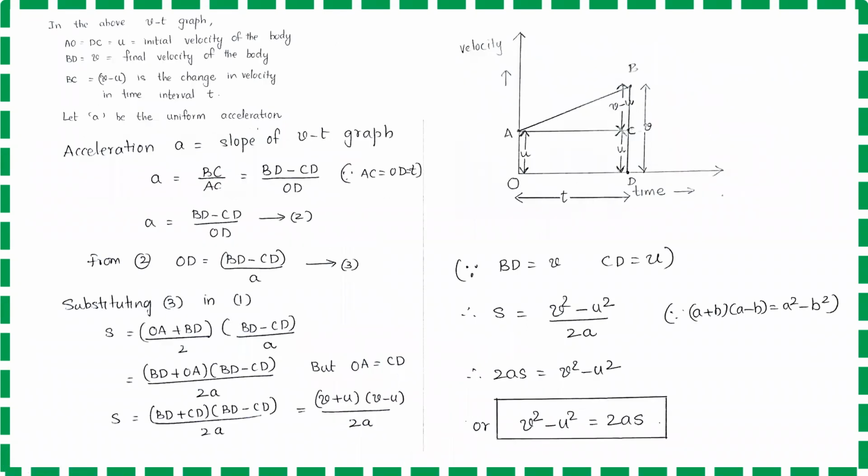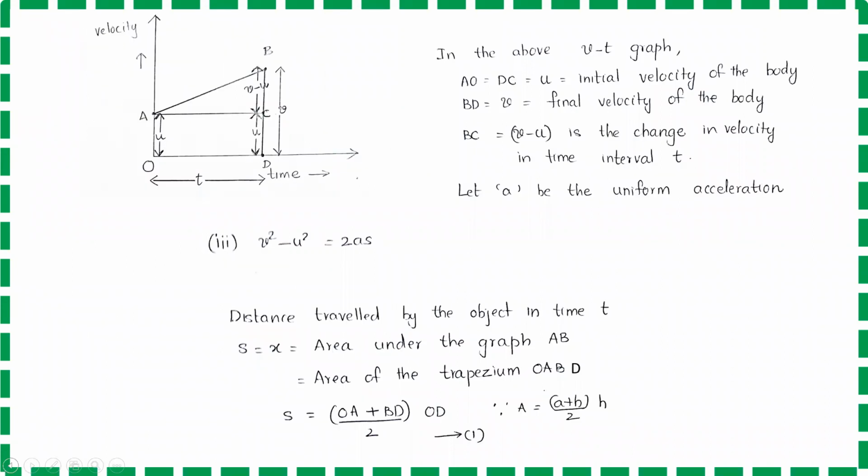The formula for the area of the trapezium is (a plus b) by 2 into h. Here a is the small a and b is the small b, the two parallel sides of the trapezium, and h is the height of the trapezium, divided by 2.